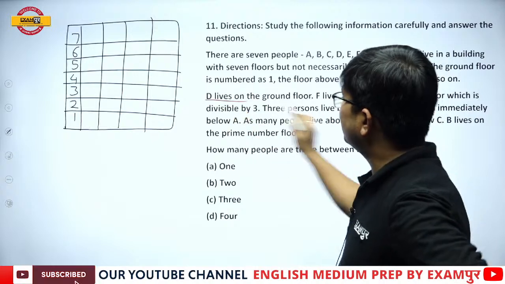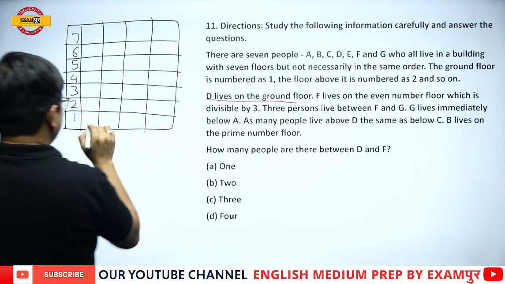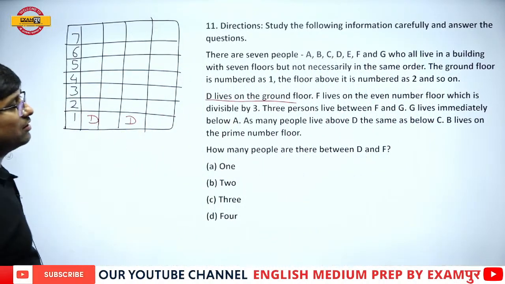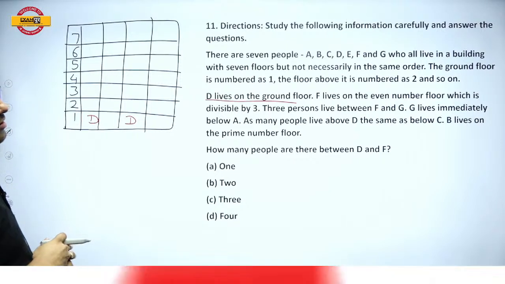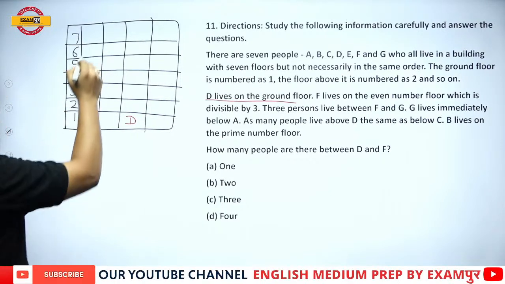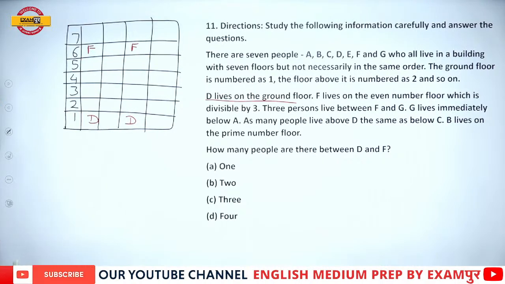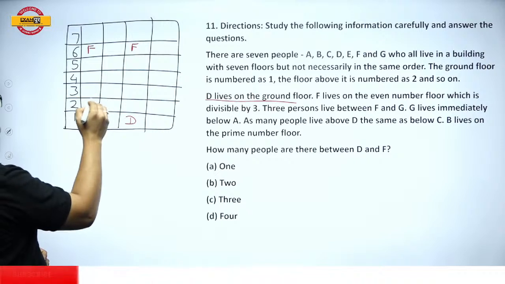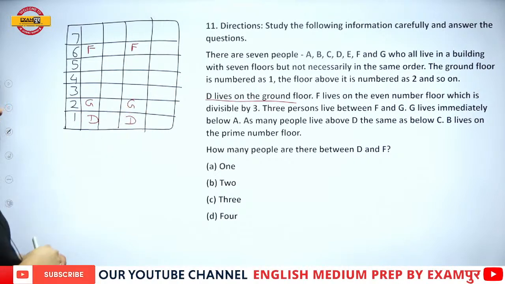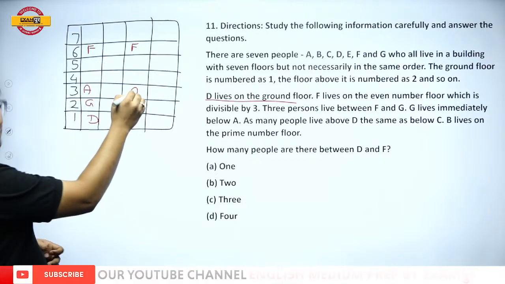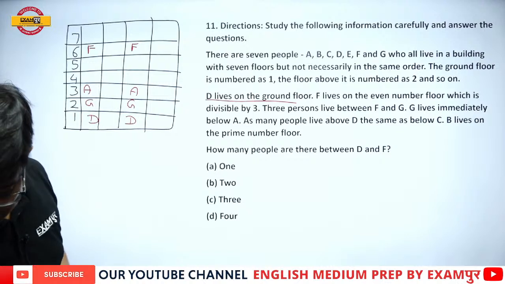Now, here we start. D lives on the ground floor. F lives on an even numbered floor which is divisible by 3. Three persons live between F and G. 1, 2 and 3, G. G lives immediately below A. Fine everybody.